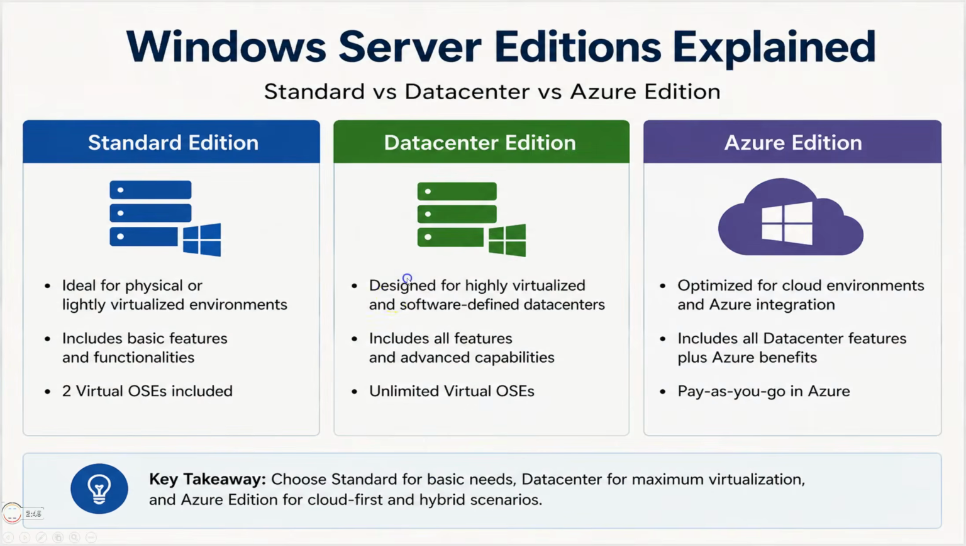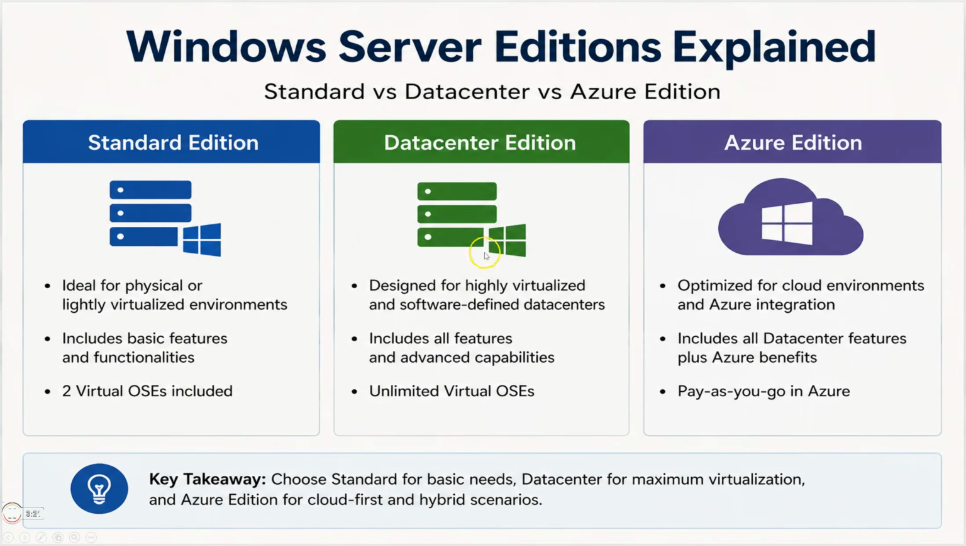And then, what are the Windows Server versions we have? There are three types of Windows Server 2025 editions available. The first one is Standard, then Datacenter, and Azure Edition. Standard is ideal for physical or lightly virtualized environments, includes basic features and functions, and also includes two virtual machines which can run on your Standard Windows Server 2025, which does not require a separate license basically.